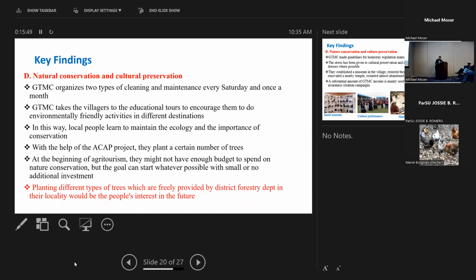They also work for natural conservation and cultural preservation. For the natural conservation, they plant trees together with the Annapurna Conservation Area Project once a year. And the GTMC takes villagers to educational tours in different destinations, so that they can learn how the different destinations are working on nature conservation and preservation. The GTMC also motivates the participants to work on nature-friendly activities in the village.